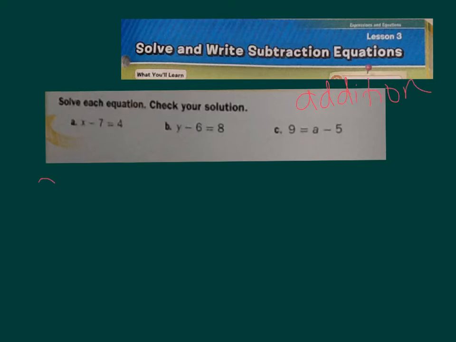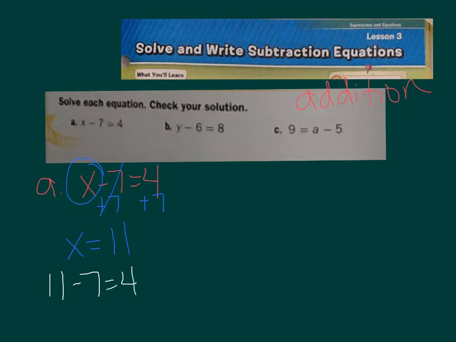So if I'm solving x minus 7 equals 4, some of you already know what x could be, but to double check and make sure, if I'm subtracting 7 to both sides, I then need to add 7, because negative 7 plus 7 cancels, and I'm left with just x equals 4 plus 7, which is 11. And when I go to check this, 11 minus 7 should be 4, and it is, so I did it correctly. Now for letter B.